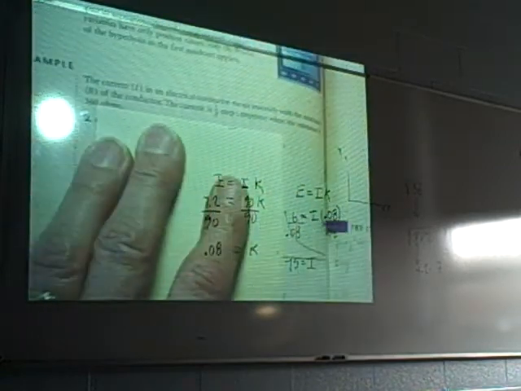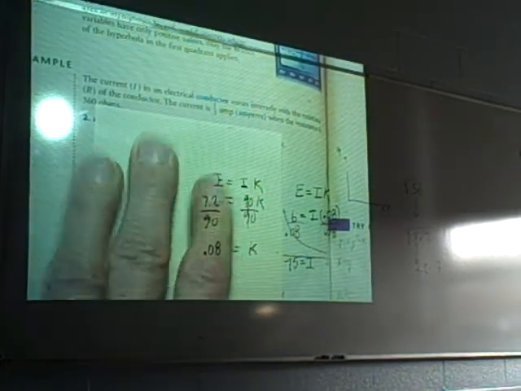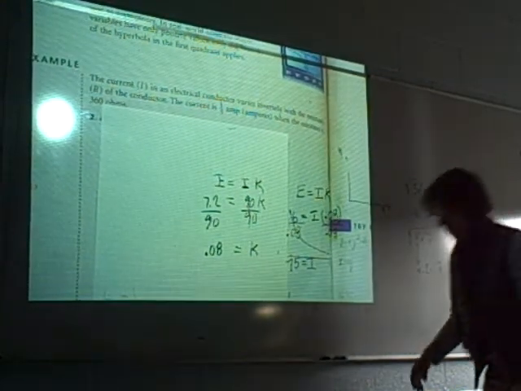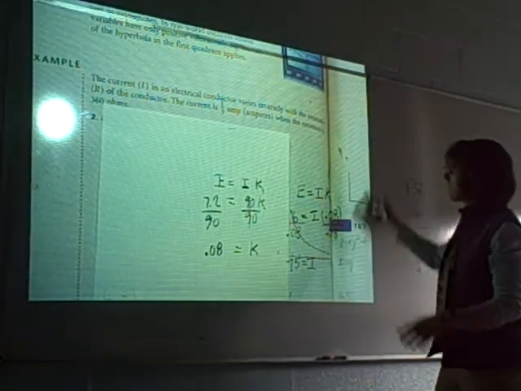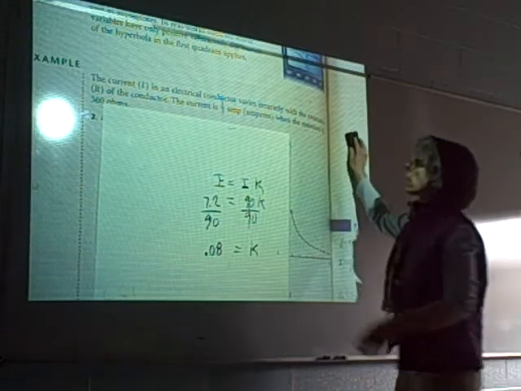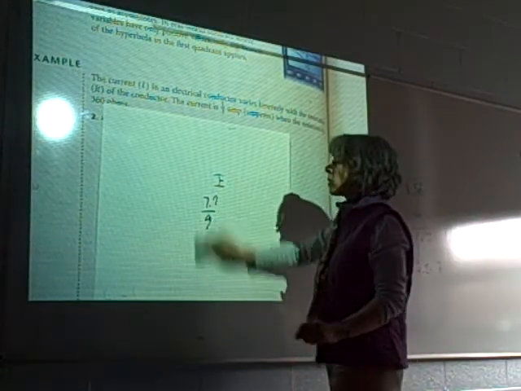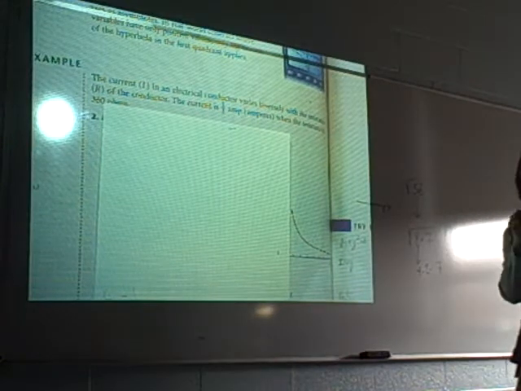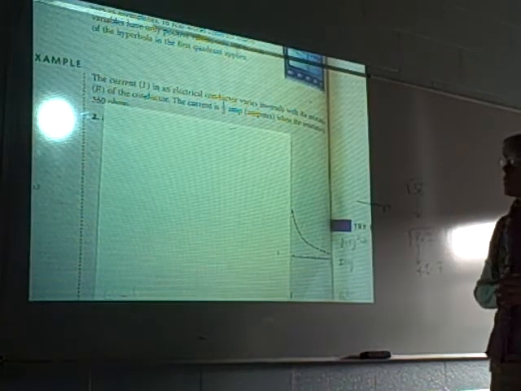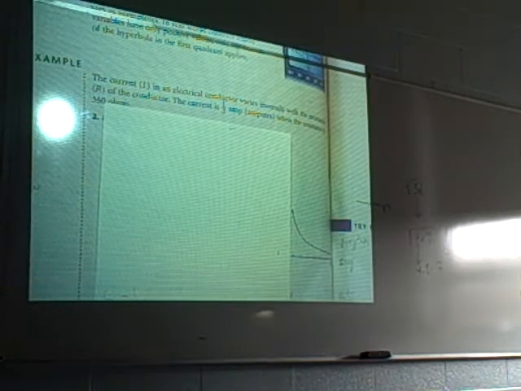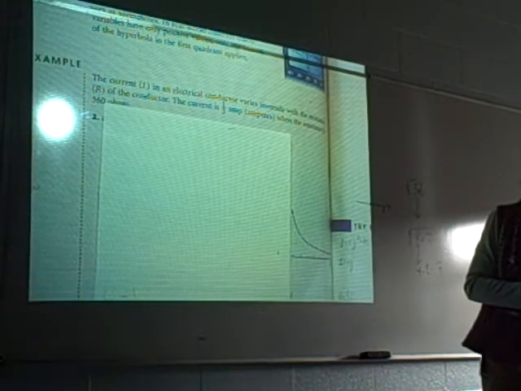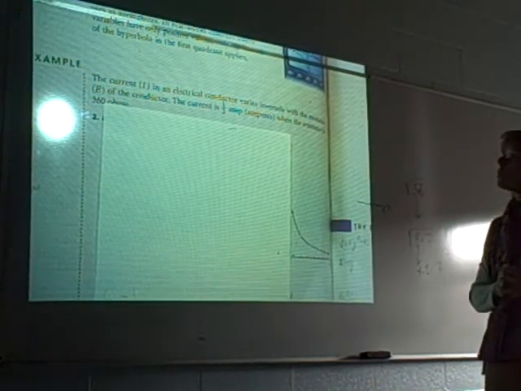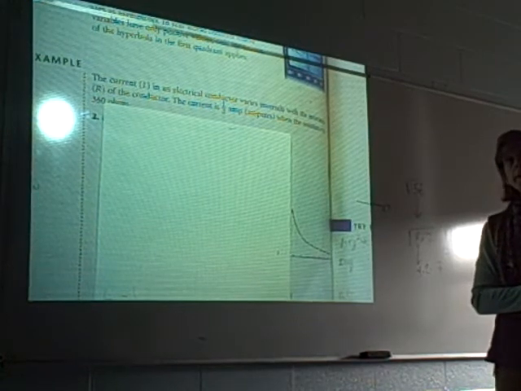Okay, now let's look at this. The current I of an electrical conductor. All right, so what is an electrical conductor, by the way? Metal. Okay, so something that conducts electricity. The current I in an electrical conductor varies inversely with the resistance R of the conductor.